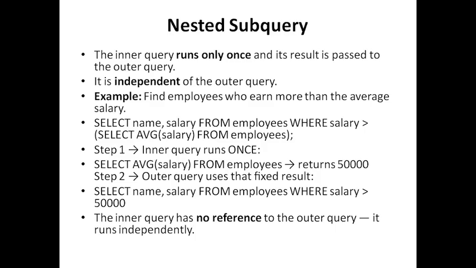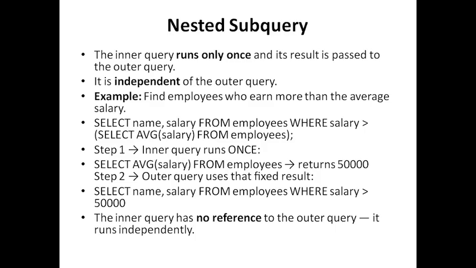So the query is: select name, salary from employee where salary > (select average of salary from employees). Here, select average of salary from employees is the inner query. It is executed only once. It will find the average salary of all the employees. So that is step 1. And step 2, the outer query uses the result of the inner query.